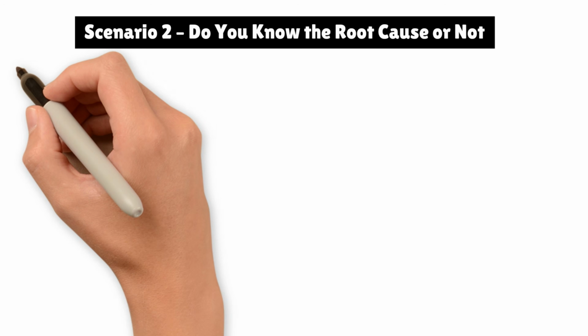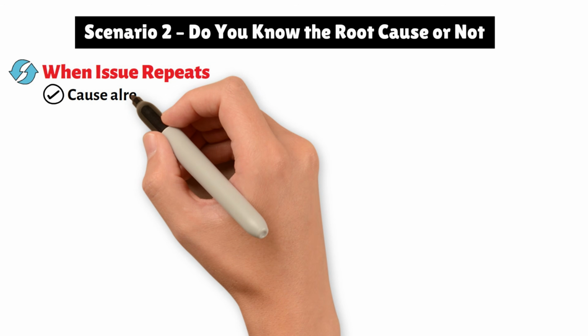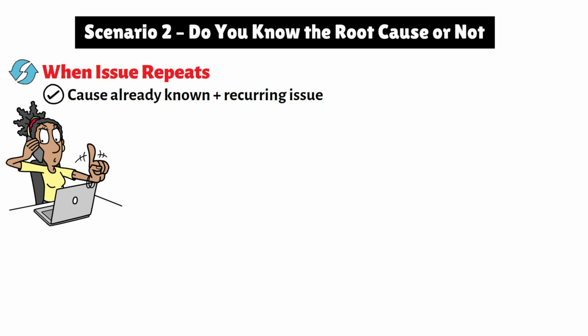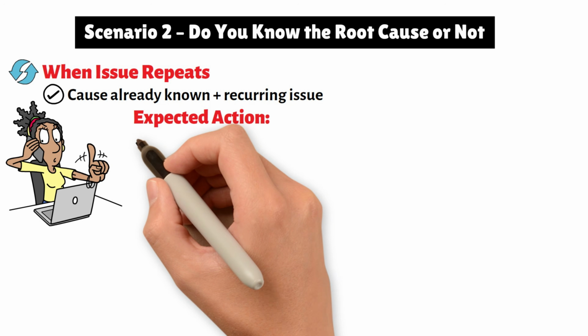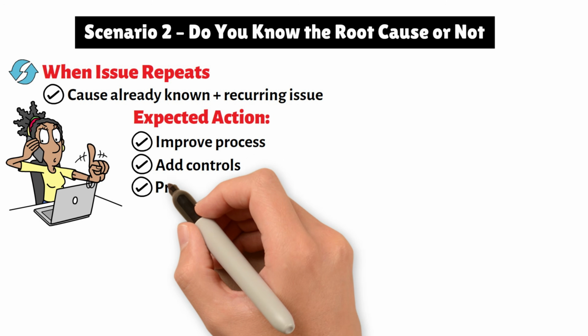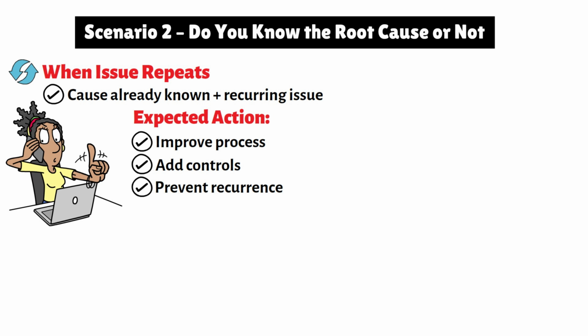Now, if the issue has occurred multiple times and the cause is already known, then the expectation becomes even stronger. You are no longer just fixing the issue. You are expected to improve the process, implement controls, prevent recurrence. This is where preventive action becomes critical. Here is a simple rule to remember.